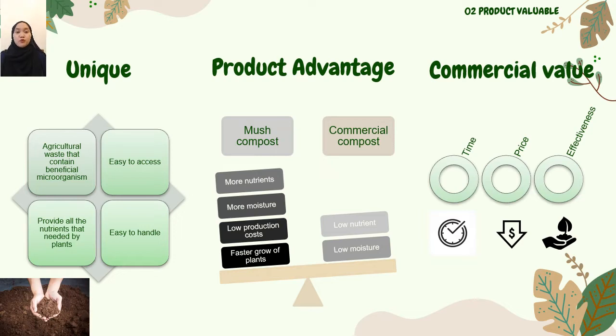Okay, next we move to the commercial value of the product, where Mush-G Compost saves time compared to commercial compost because it only takes 3 weeks to complete the composting process. For the price, it is also cheaper compared to others because it only needs waste that comes from our environment, such as foliage, newspaper and others. It is also effective. It is proven that the plants we grew were taller compared to plants that used commercial compost. Thus, this Mush-G Compost is more effective.